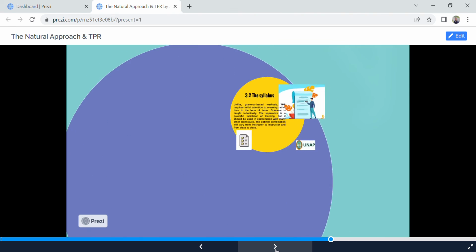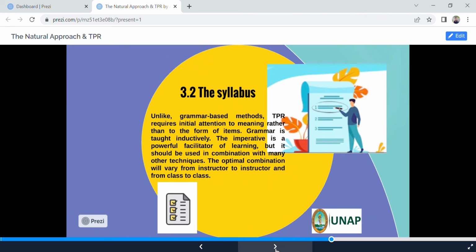How is the syllabus designed in TPR? Unlike grammar-based methods, TPR requires initial attention to meaning rather than the form of items. Grammar is taught inductively. The imperative is a powerful facilitator of learning, but it should be used in combination with many other techniques. The optimal combination will vary from instructor to instructor and from class to class.